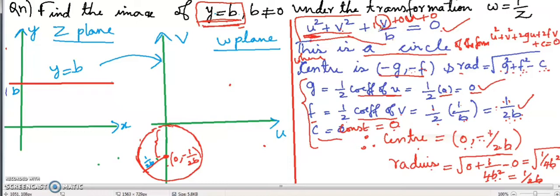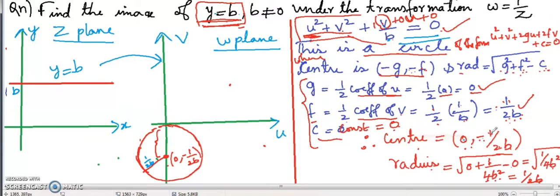u square plus v square plus v by b is a circle. So the transformation is a circle, and I have drawn a circle here. And what about the center of the circle? You should note down whether you have to draw the circle on the u axis or negative u axis, or v axis or negative v axis. So looking at the center point, we have to decide where to draw the circle.